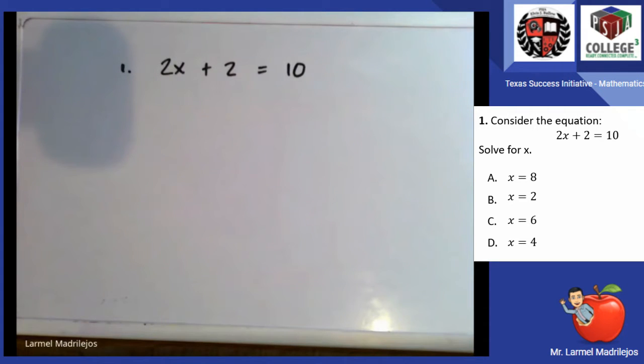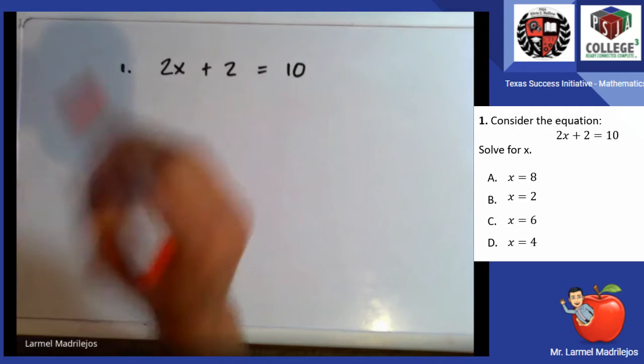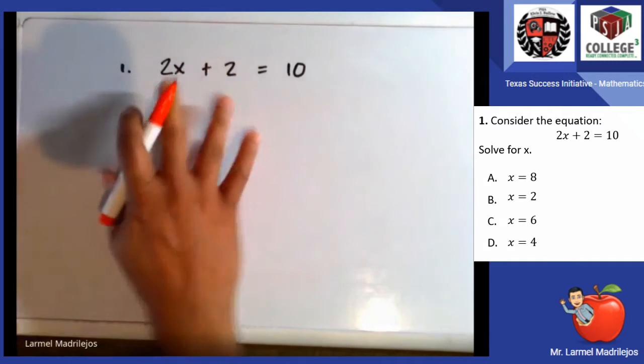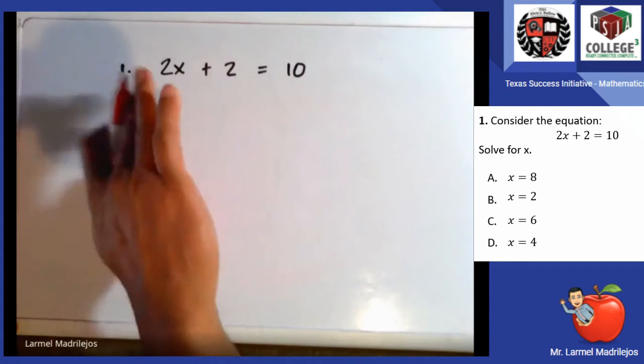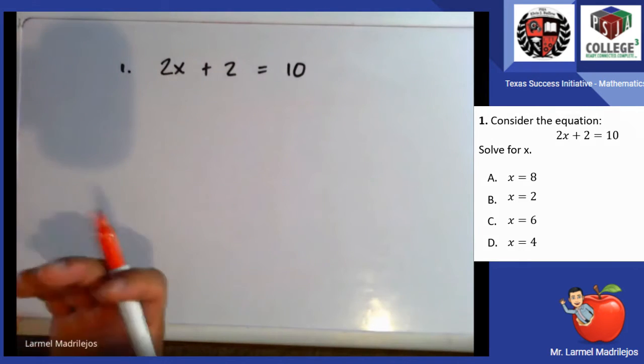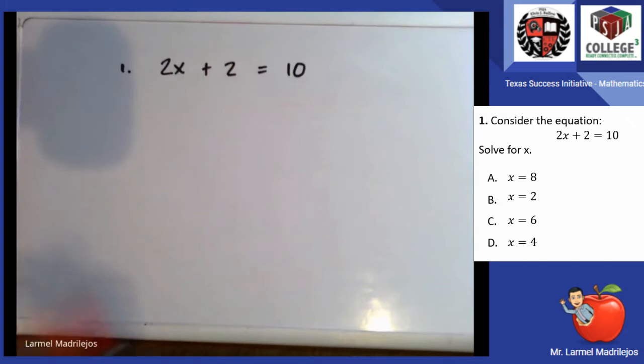Let's solve this. Let's start with PEMDAS. We're going to do the undo. So we're going to isolate x. Isolating x means everything on the left side of the equation should be transferred to the right side of the equation by using the undo method. Undo means the opposite operation.